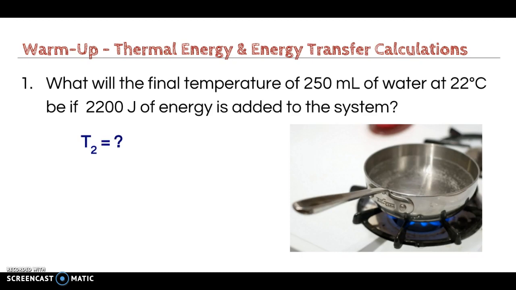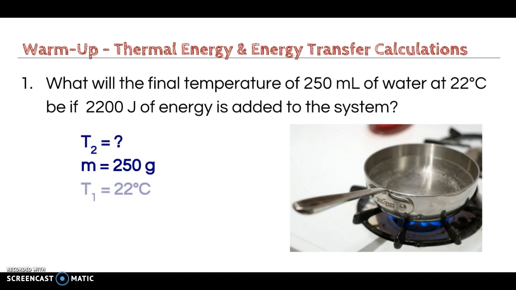I've given you a volume of water, and that volume, 250 milliliters, is also equal to its mass in grams, because the density of water is 1 gram per milliliter. So if we know the volume, we also know the mass in grams. That's only true of water, and we can use it as an estimate for substances that have a whole lot of water.